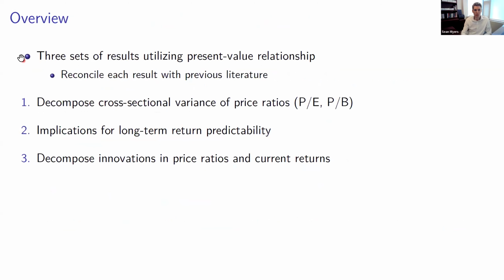So just to give an overview, the paper centers around three main results, where the unifying theme is that these are all going to utilize a present value relationship. And we're going to try our best to be very careful to reconcile each of our results with the previous literature, and really emphasize that none of the stated results in these previous papers were incorrect. This is purely about how we should interpret these results, and whether we should think of the cross-section as being particularly efficient or think that growth stocks have high earnings growth.